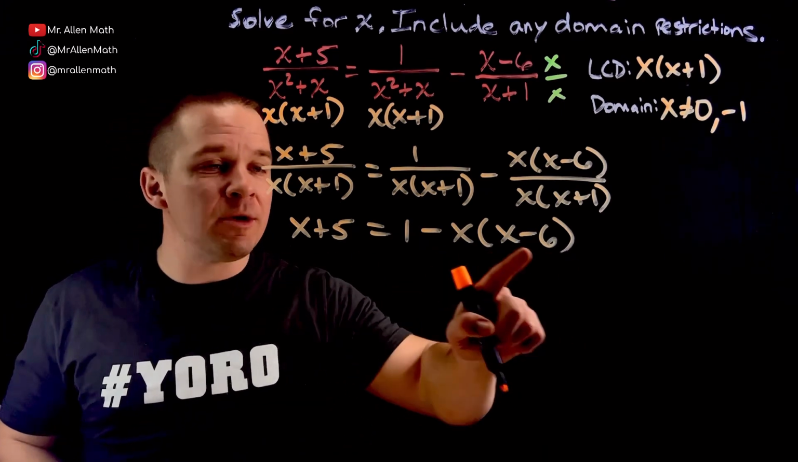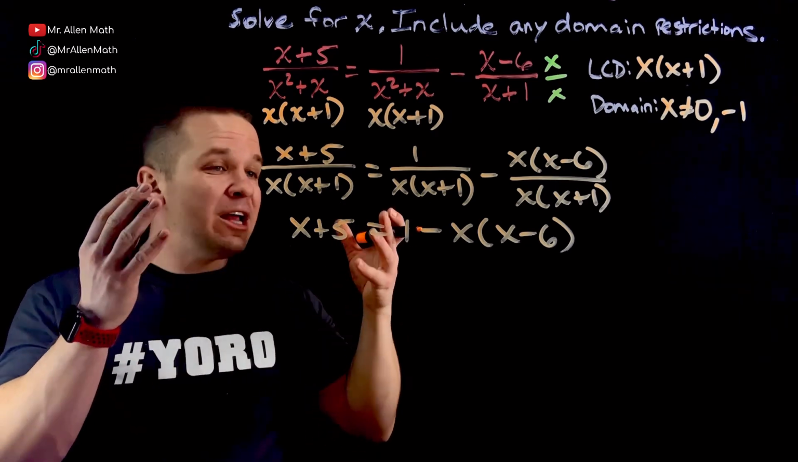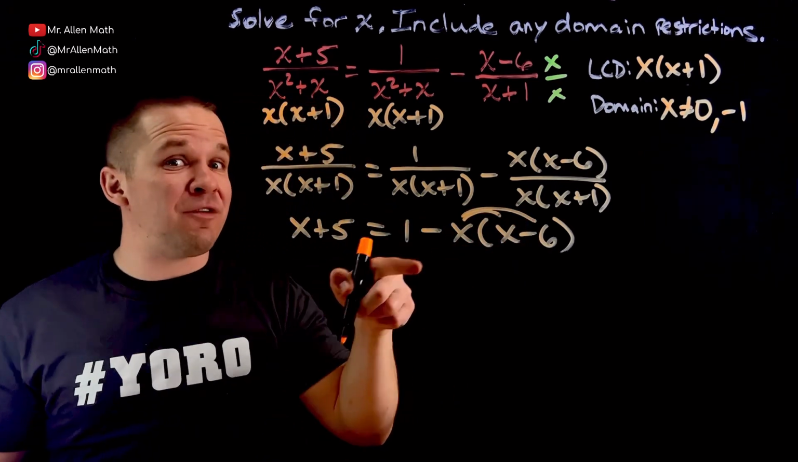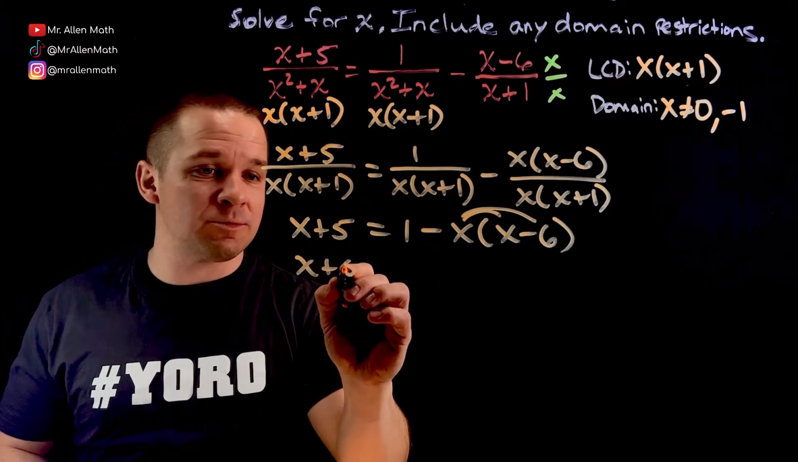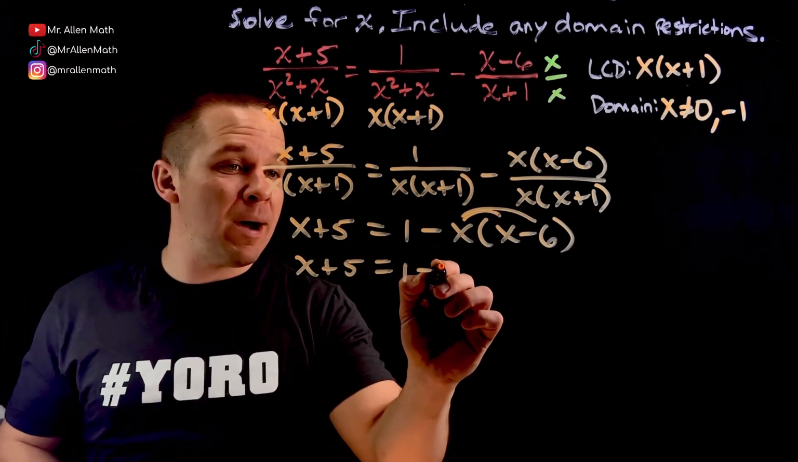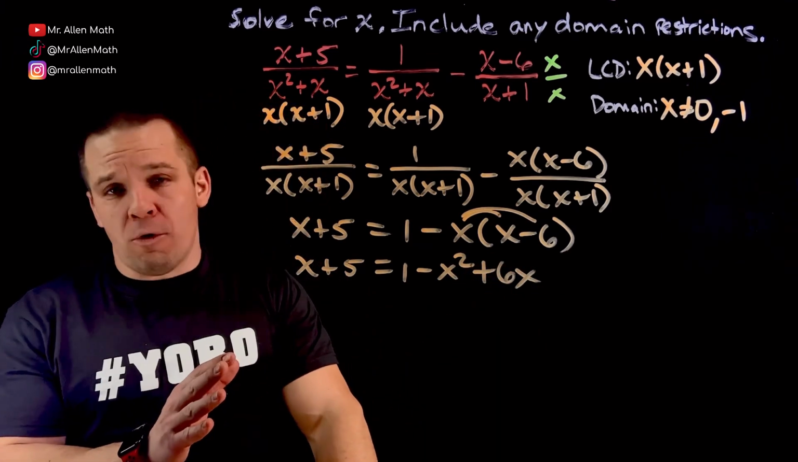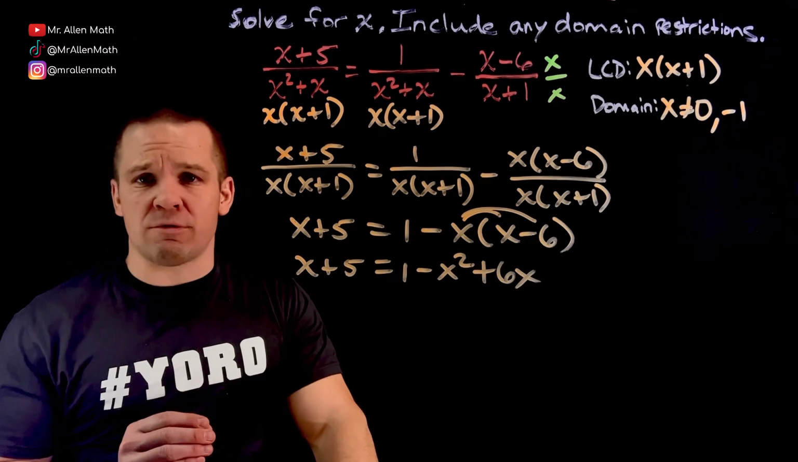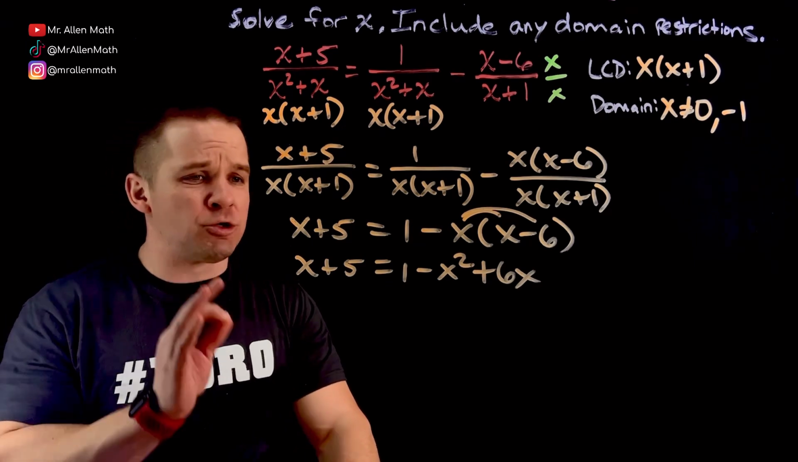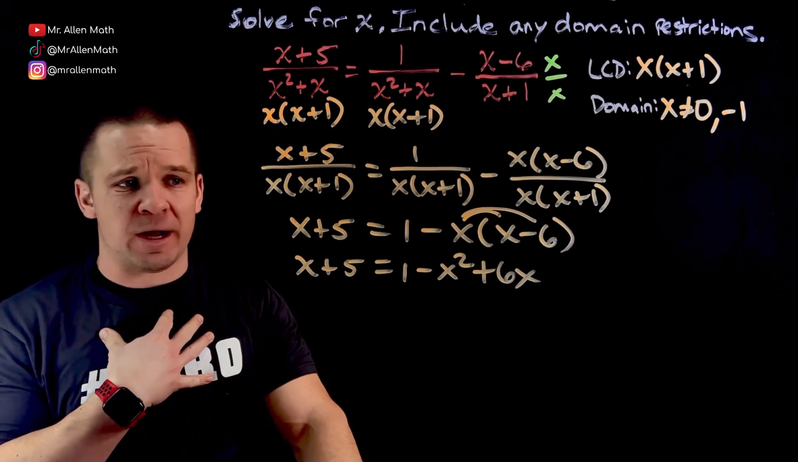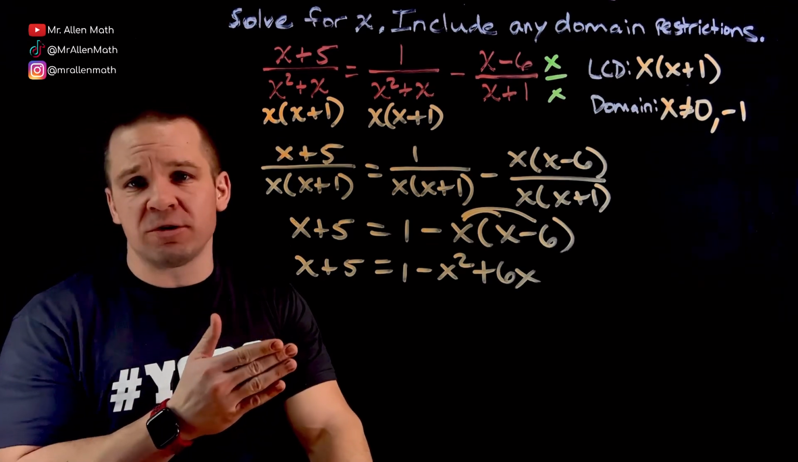Okay, so now I'm going to solve this single line equation here, just like Algebra 1 stuff. Distribute that negative x. Don't miss that sign there. So we have x plus 5 equals 1 minus x squared plus 6x. Oh boy. We have ourselves a quadratic here. And anytime a quadratic pops up when solving equations and you're not expecting it, you panic and do all sorts of illegal math moves.